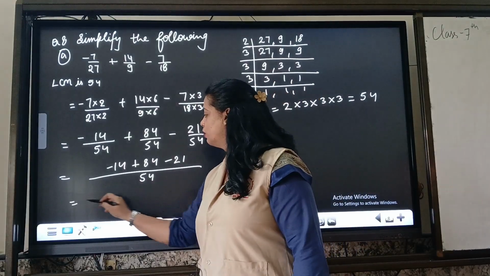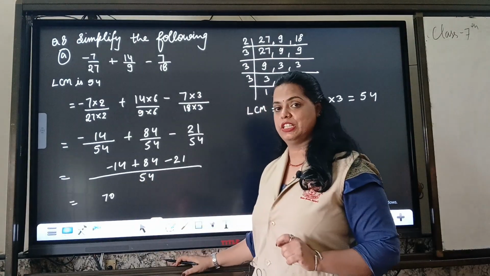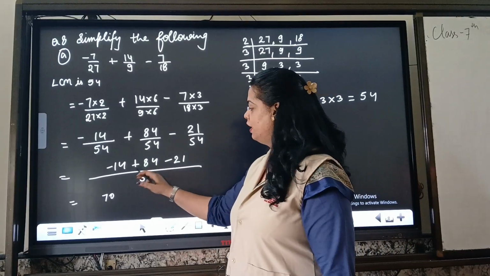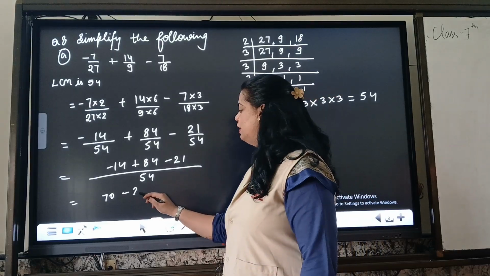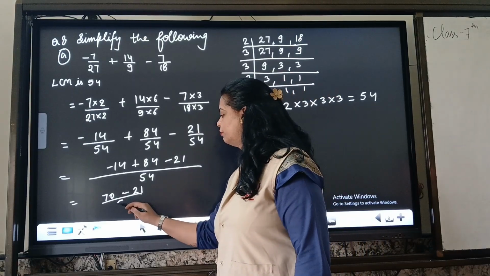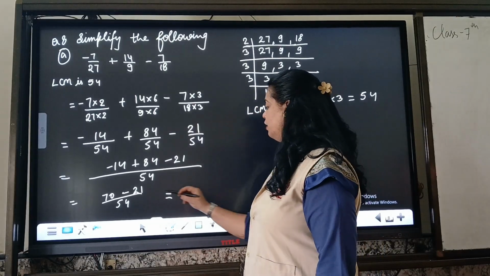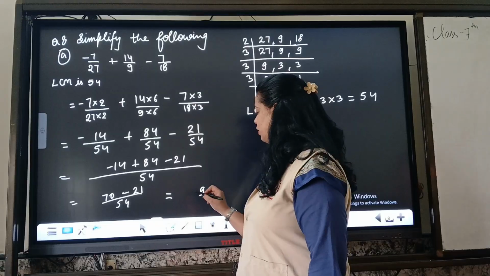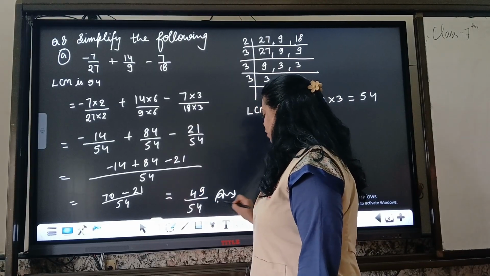So how will it look? It will give you 70, and it will be a positive number because 84 is a big value as compared to 14 and the sign of 84 is positive, so our 70 will be a positive value. Now minus 21 upon 54. If you solve it, what will you get? You will have 9, and 6 minus 2 will give you 4. So it is 49 upon 54.